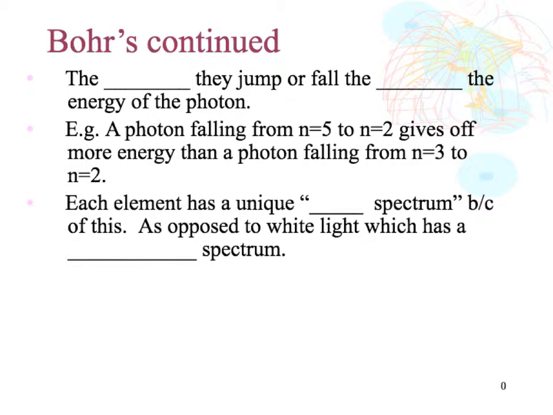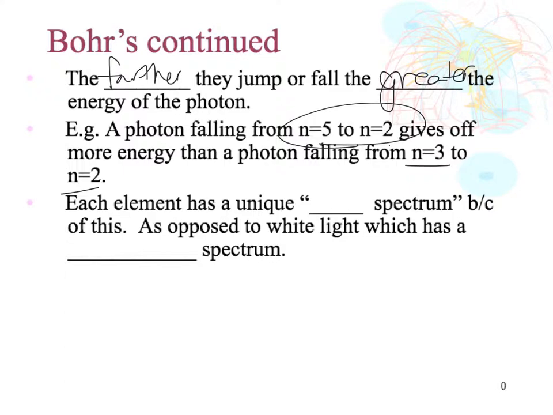The farther they jump or fall, the greater the energy. We calculate that energy from before. If we calculate the E for 5 to 2, we're going to get a bigger E than from 3 to 2. Now, this different pattern of falling gives rise to a line spectrum, which is unique to every element. Every element has its electrons in a ground state, and these electrons do their jumping and falling to certain discrete energy levels. When they fall, they emit a line of red, maybe a line of green.